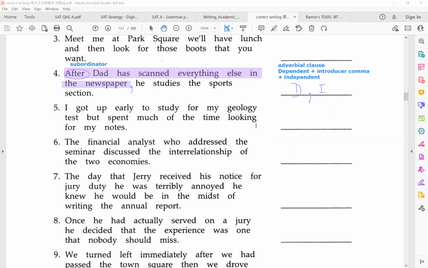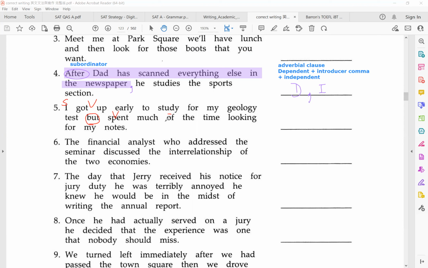Okay, and let's do one more. I got up early to study for my geology test. Okay, so subject verb, right? But why shouldn't I use a comma before but? Remember, and or but can be used to join compound verb like Bob sings and dances. Bob sings but doesn't dance, right? In between, we don't use a comma because we're not joining complete sentences.